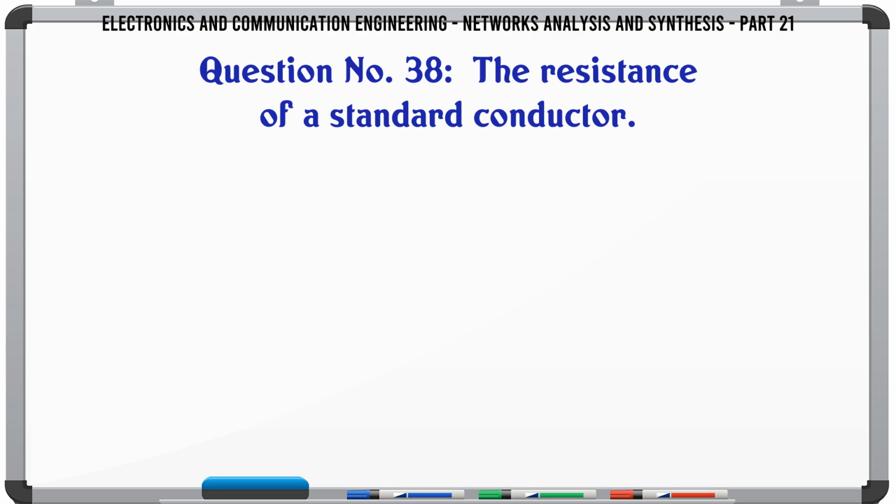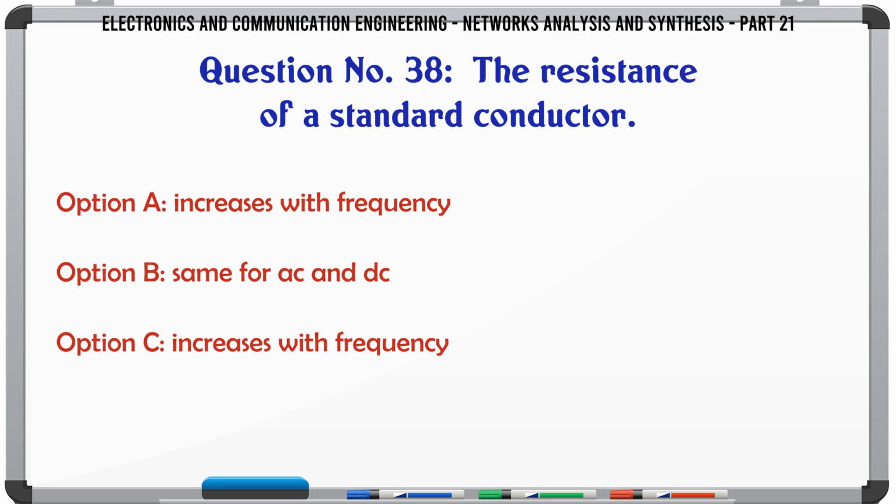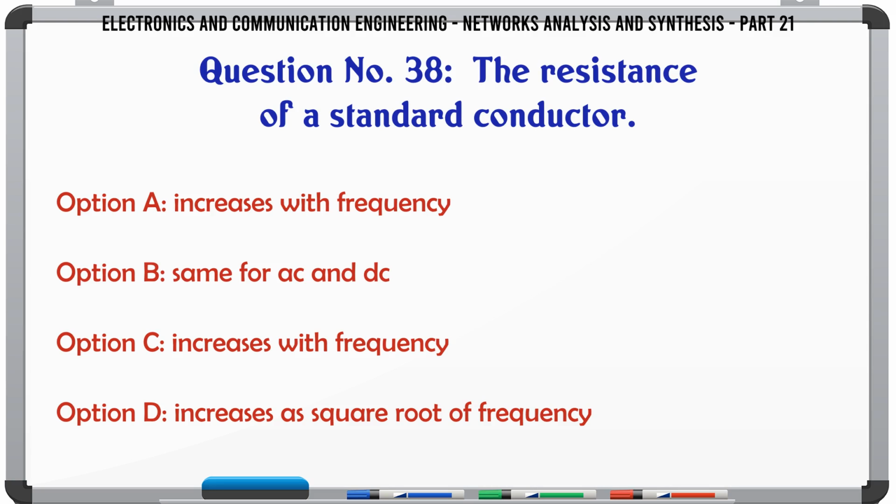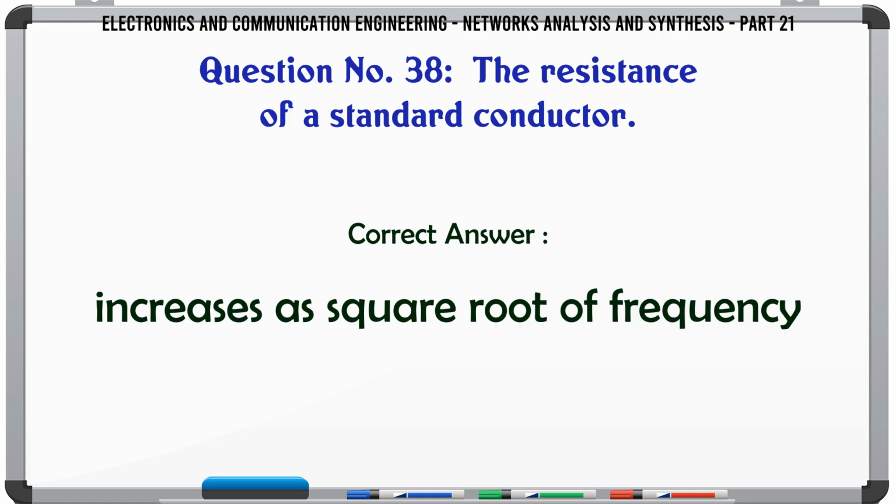The resistance of a standard conductor: A. increases with frequency, B. Same for AC and DC, C. increases with frequency, D. increases as square root of frequency. The correct answer is increases as square root of frequency.